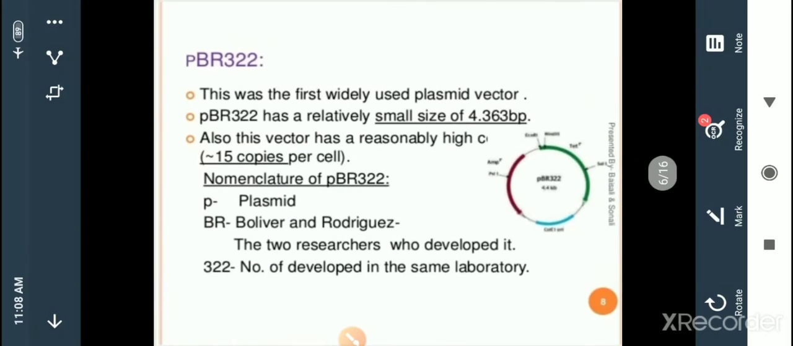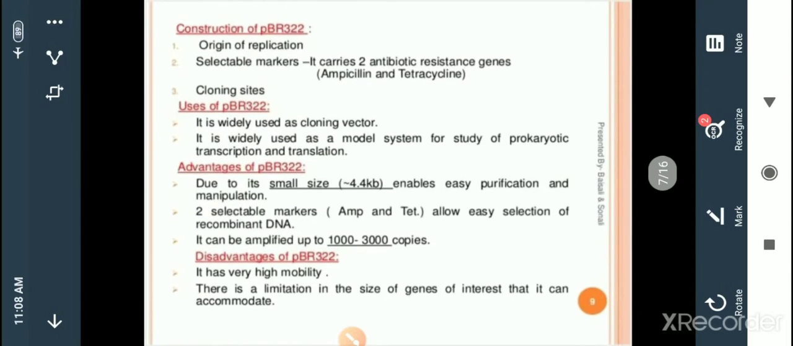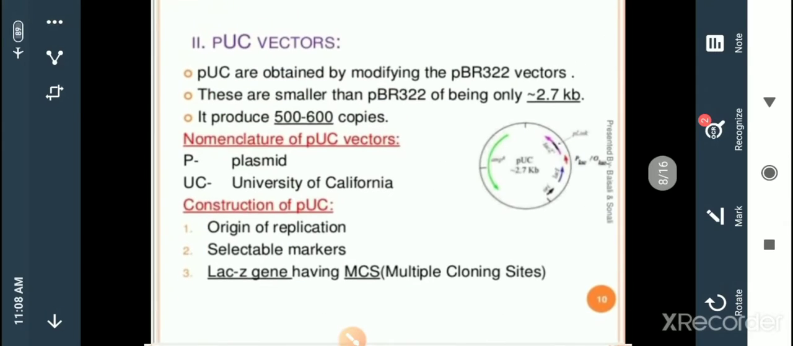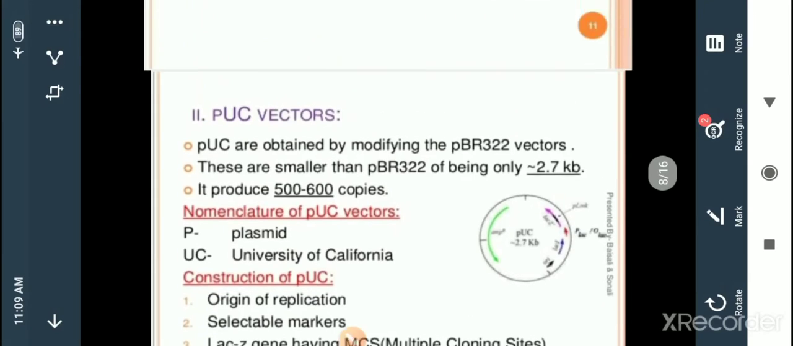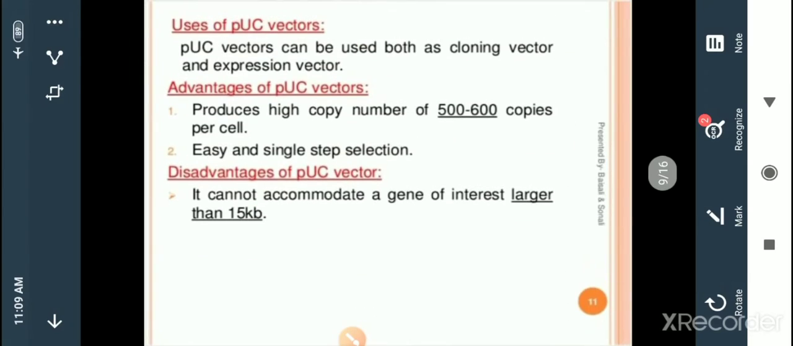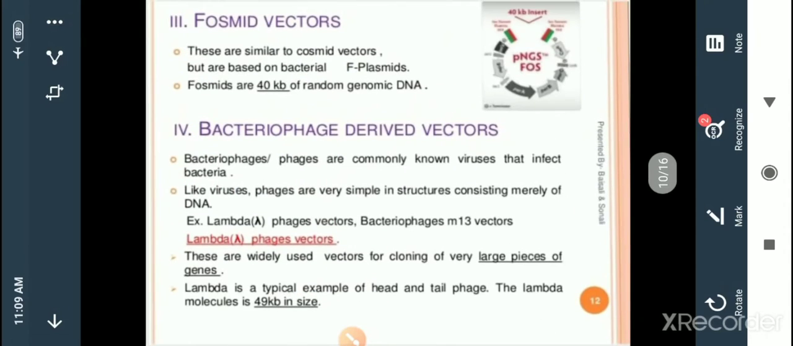And then pBR322, which we discussed in the last session: its structure, advantages, disadvantages, and how many copies it produces, like 1000 to 3000 copies. And the pUC vector also produces 500 to 600 copies and is present in every cell. And then what are phasmids? A phasmid vector shows 40 kilobase pairs.